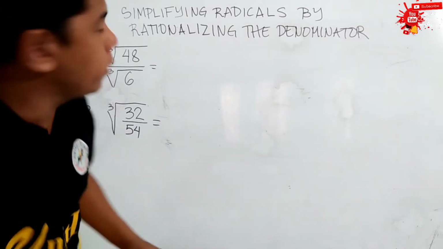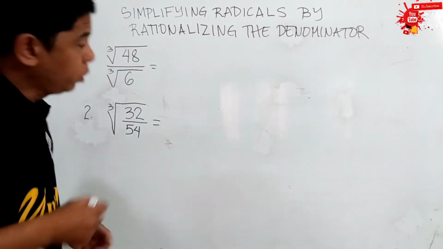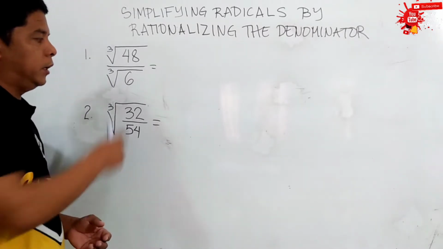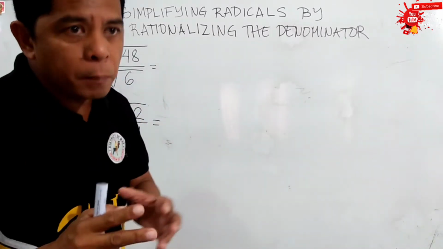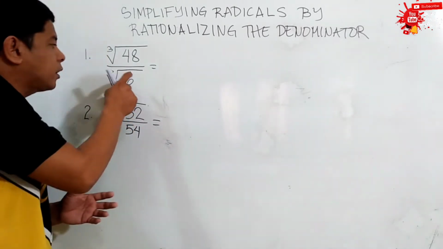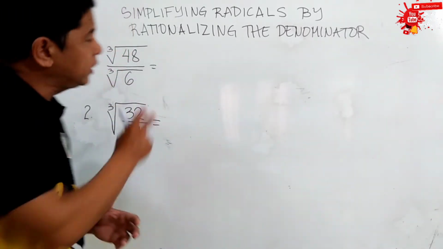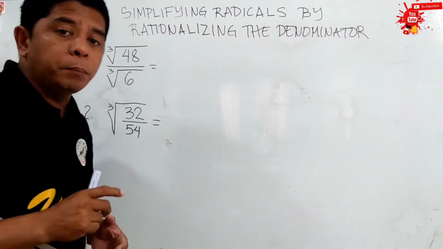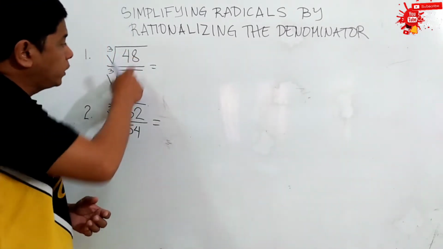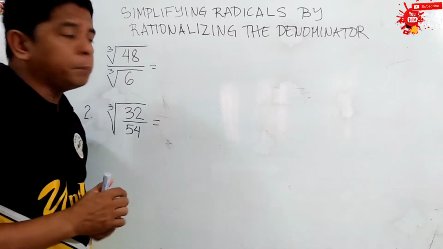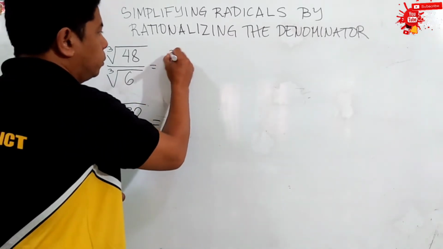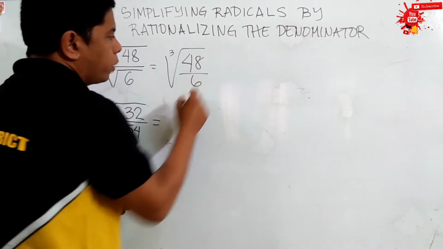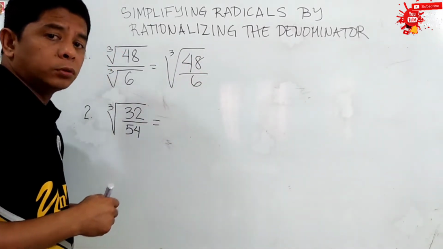Okay. So, yung example number 1, we have cube root of 48 over cube root of 6. Di ba sabi natin, kapag may radical ang denominator, i-rationalize lang. Pero, tingnan muna natin kung yung ating given ay pwedeng i-simplify yung radical, yung 48 and 6. So, pwedeng i-simplify yan. So, that is cube root of 48 over 6. Okay? Ginamitan natin ng quotient law.